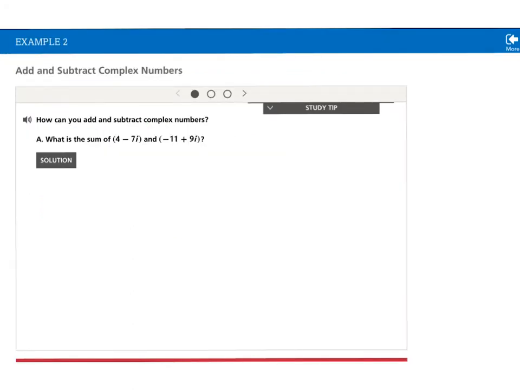Now let's look at how we simplify this. We literally treat the i, the imaginary unit, as a variable. So it becomes nothing more than an algebraic manipulation. So here, I'm asked to find the sum of these two complex numbers. It's a plus in between, so 4 minus 11 is minus 4. Negative 7i plus 9i would give me positive 2i. That's it. So that's my final answer right there.